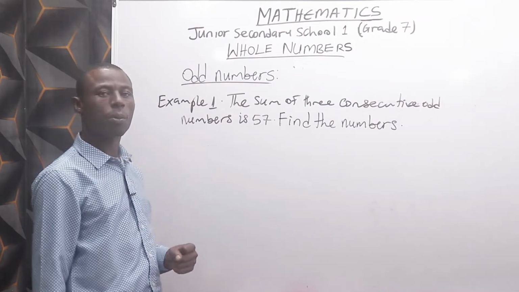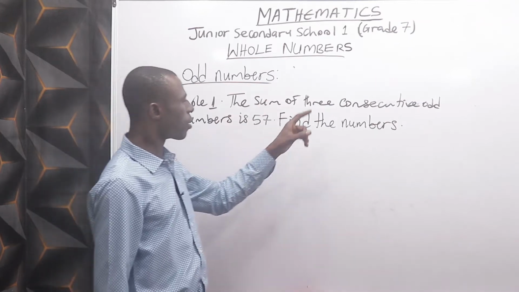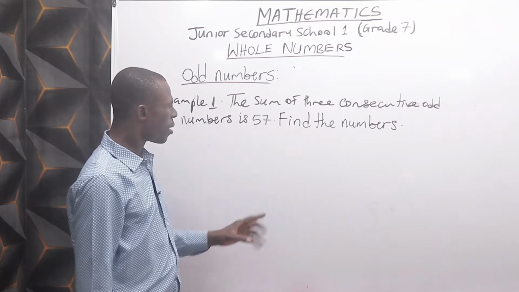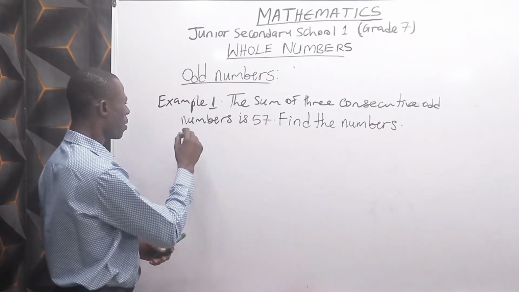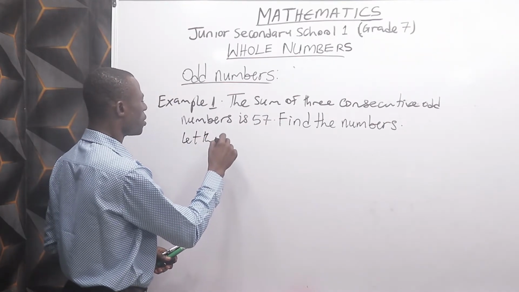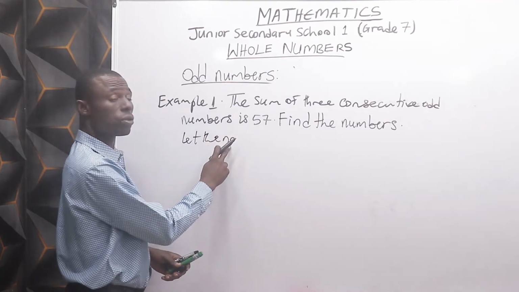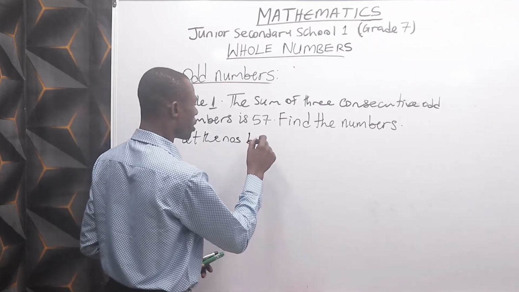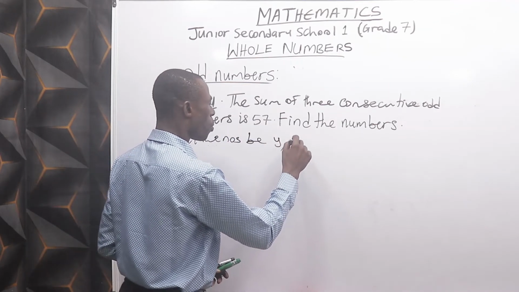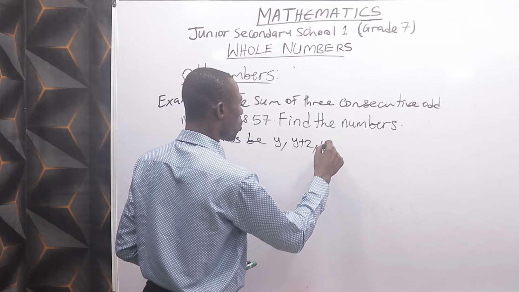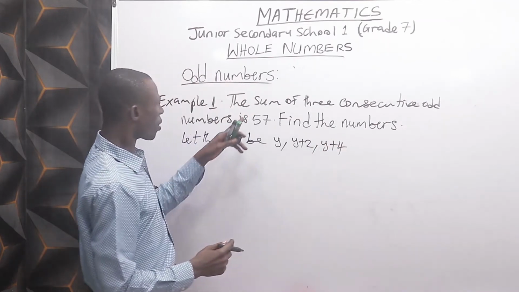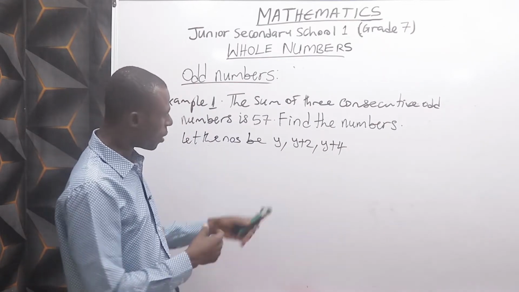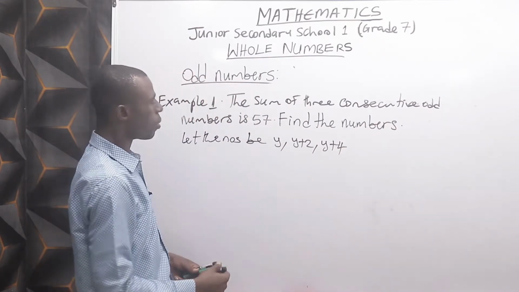Let's look at example 1. The sum of 3 consecutive odd numbers is 57. Find the numbers. Let the numbers be y, y plus 2, y plus 4. For 3 of them, 1, 2, 3. If there are 4, you create more.